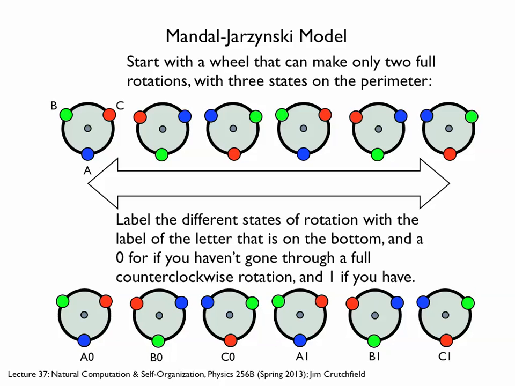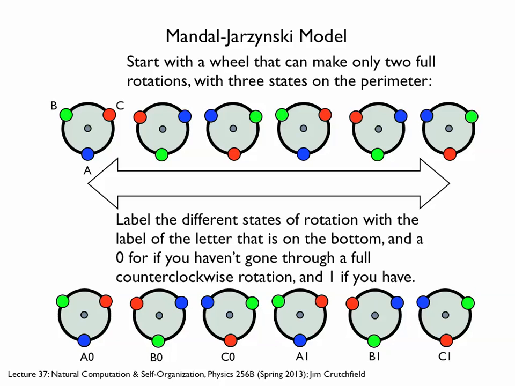So the Mandal-Jarzynski model is all based on a wheel, 3 states along its edges, and this wheel can rotate, I believe it's counterclockwise twice. So it rotates 1/3, 1/3, 1/3 and that's as far as it can rotate in this direction. It can rotate backwards also. So thermal fluctuations kind of just make it move along in that state space.